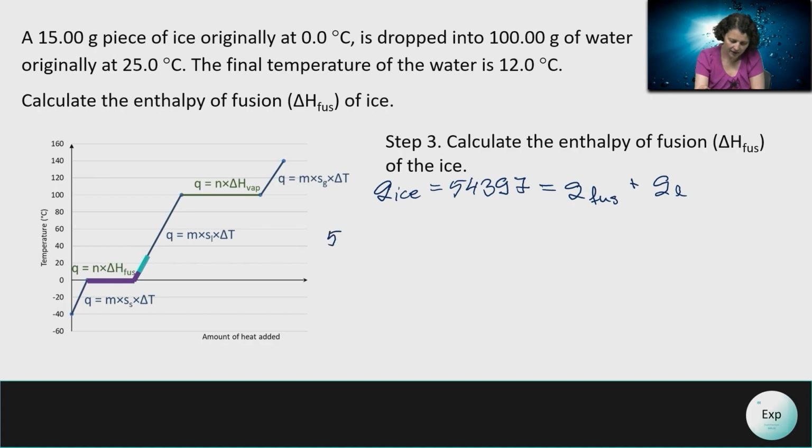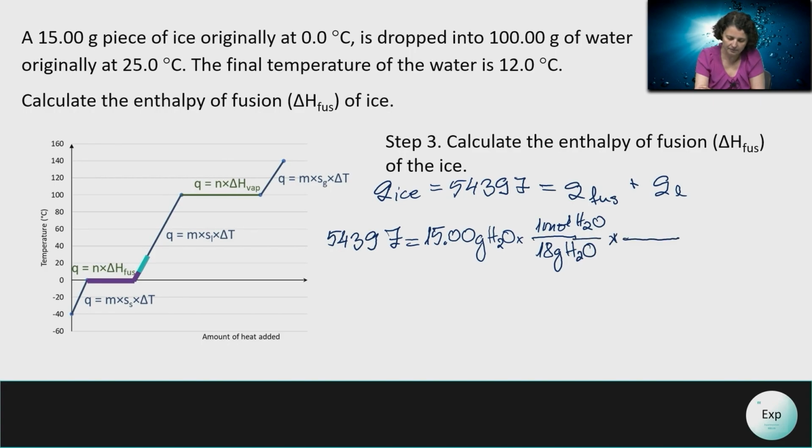So let's put all of that together. We have 5,439 joules equal to, for enthalpy of fusion, we will need to know the number of moles. So if we had 15 grams of ice or water, first we have to convert it to moles. And we say 1 mole of water is the same as 18 grams of water. Then we multiply by the enthalpy of fusion, which we don't know, so we keep that as its symbol divided by the 1 mole of water. So that is one piece of our puzzle.